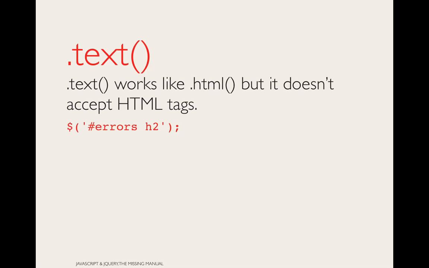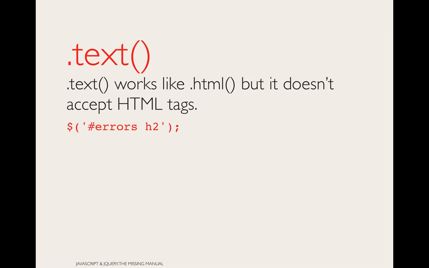If you just wanted to change the text, not worry about HTML tags, you can use the .text method. It doesn't accept HTML tags, so you want to target a tag that just has content in it. Here it's specifically targeting the h2 tag that's a descendant of the errors ID. If you remember from CSS, the first selector there, the hash errors, is an ID. The space means it's going to be a descendant selector of h2. So any h2 that is a descendant of the errors ID.